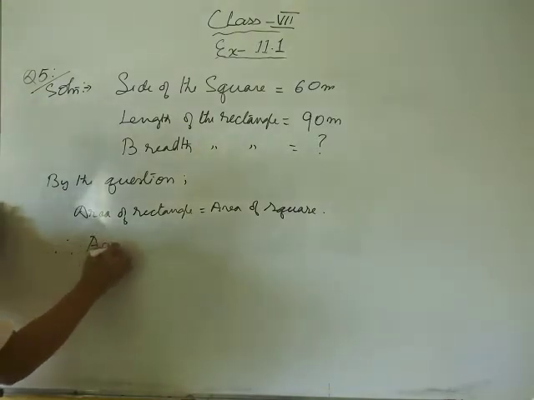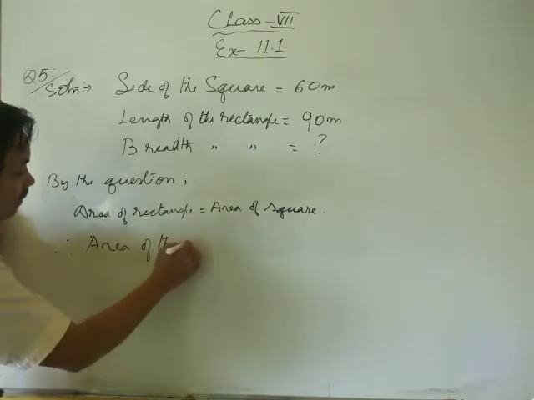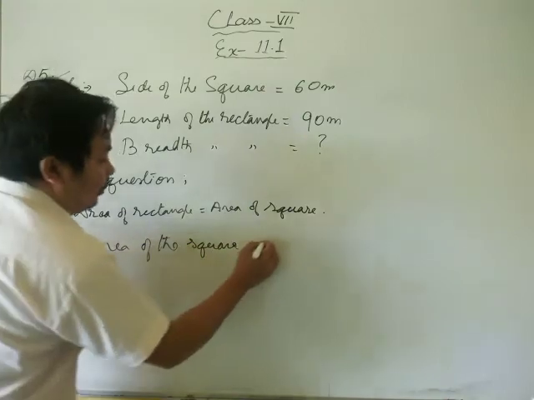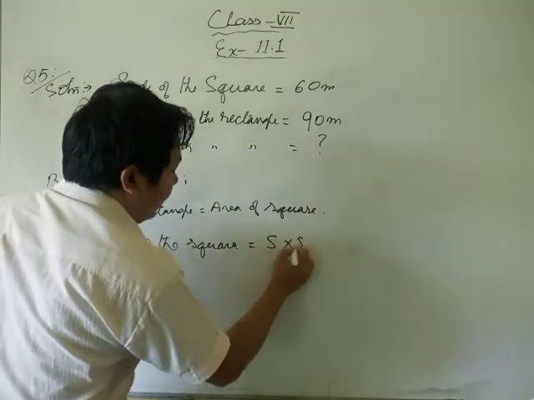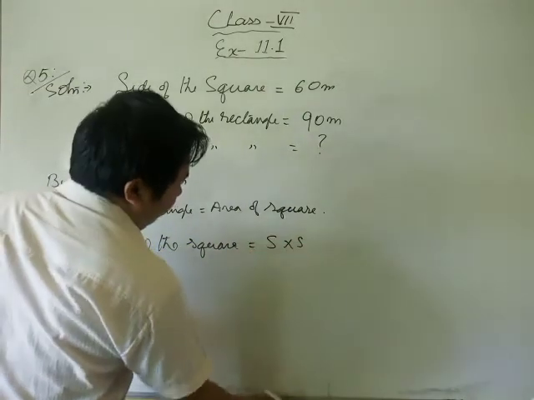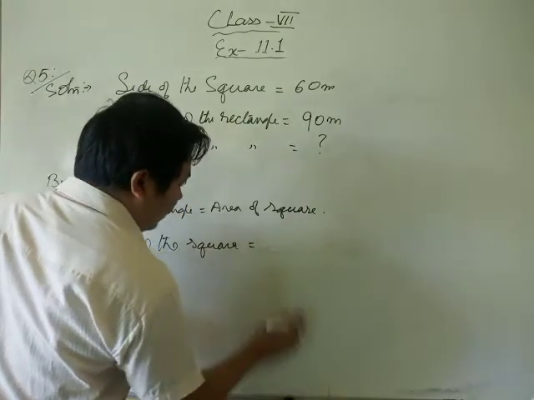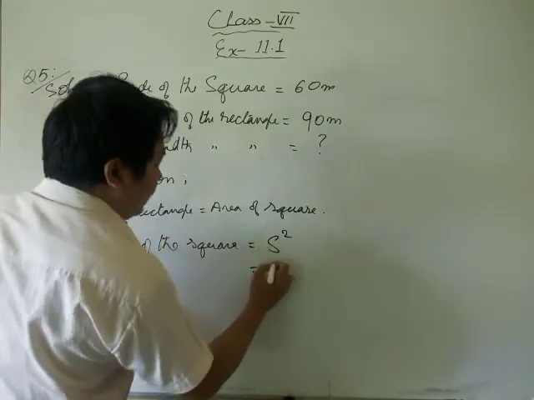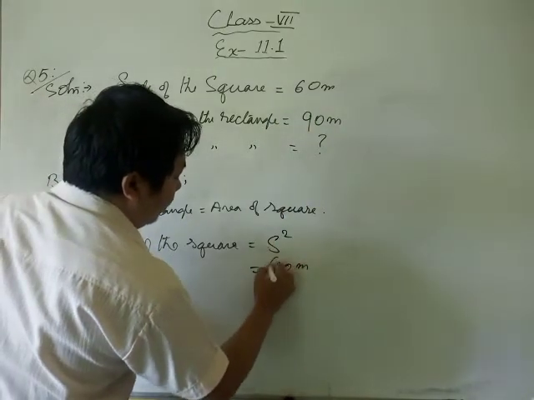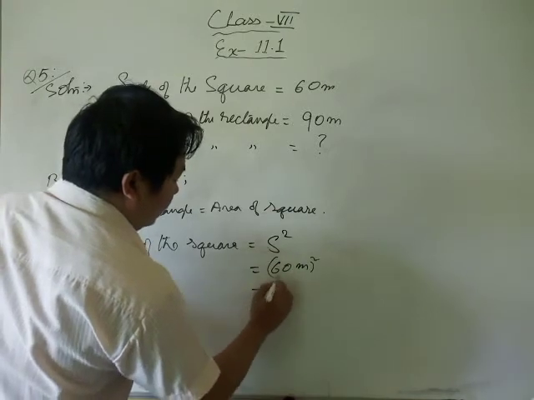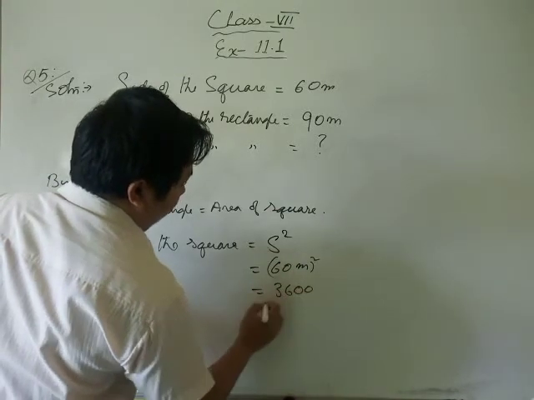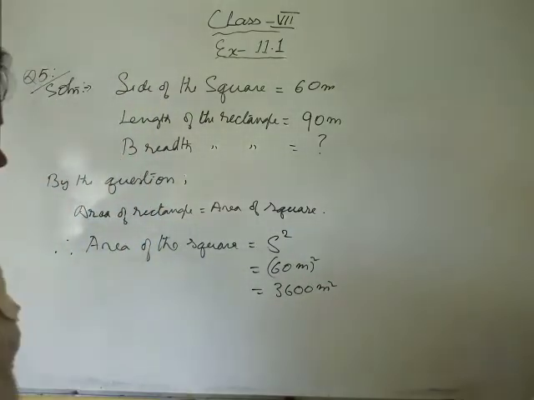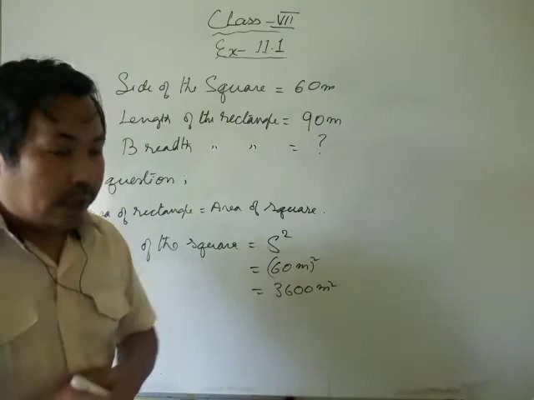Therefore, area of the square is equal to side into side. That is side square. Just write down side square. Side into side, side square. That is how much? That's 60 meter square. 6 sixes are 36. We can add the two zeros, and we have meter square. So 3600 meters square is the area of the square.